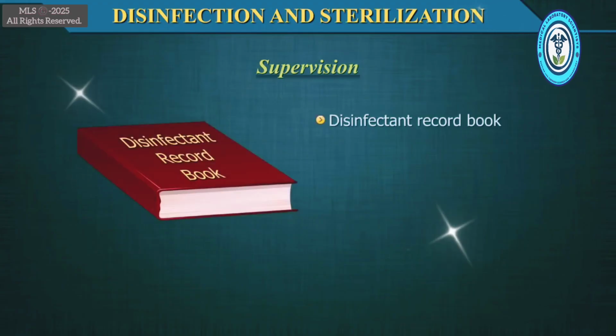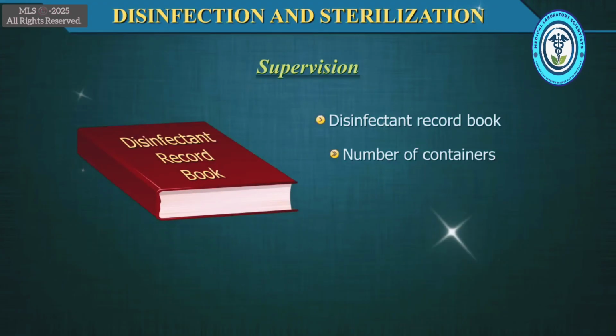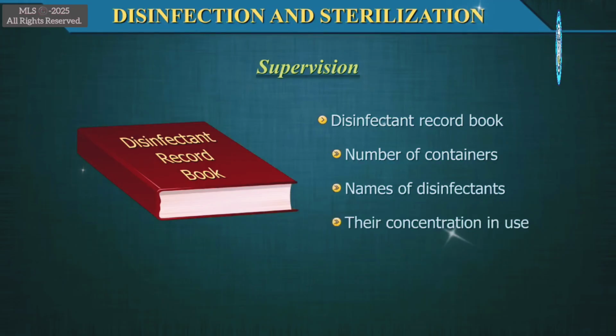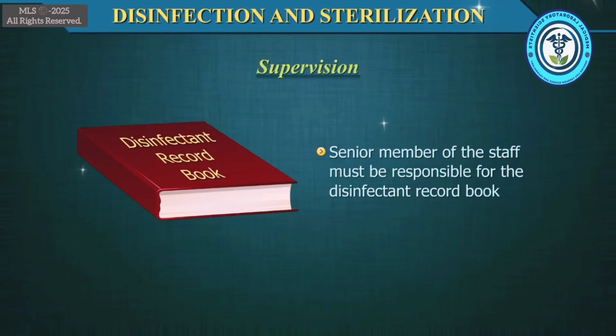Supervision. A disinfectant record book should be kept to show the number of containers, the names of disinfectants, and the concentration in use. A senior member of the staff must be responsible for the disinfectant record book and for monitoring the use of solution once a week.